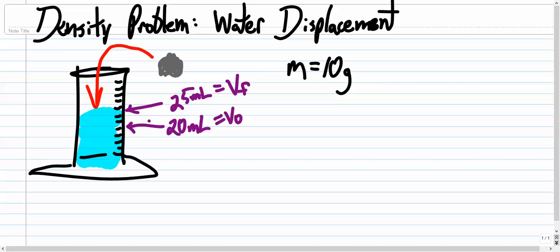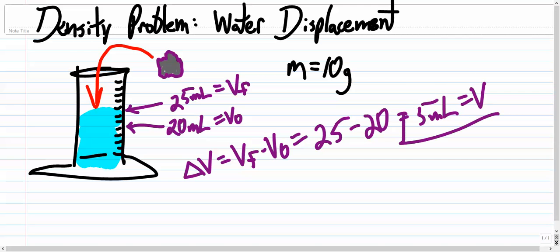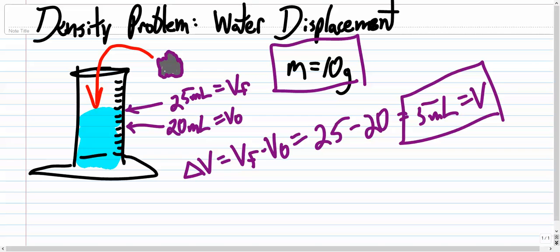To figure out the volume of the rock, the actual size of the rock, we just take the change in volume, and that's VF minus VO. So 25 milliliters minus 20 milliliters is 5 milliliters. So this is the volume of our rock, and I gave you the mass. So now we can just do our density problem.